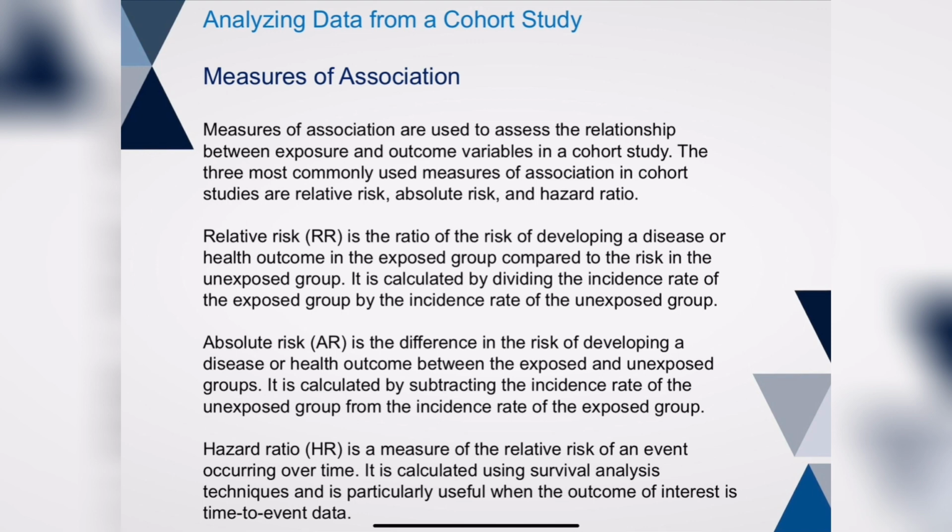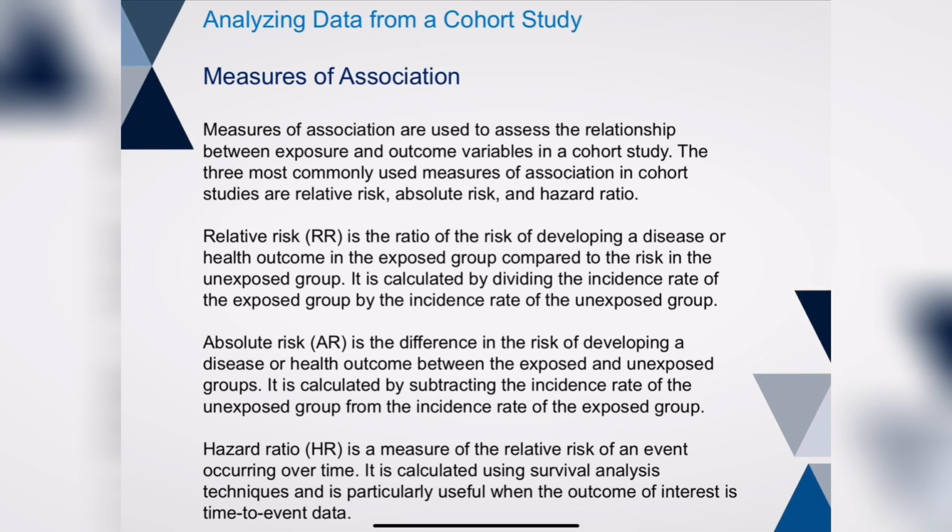Relative risk is the ratio of the risk of developing a disease or health outcome in the exposed group compared to the risk in the unexposed group. It is calculated by dividing the incidence rate of the exposed group by the incidence rate of the unexposed group.